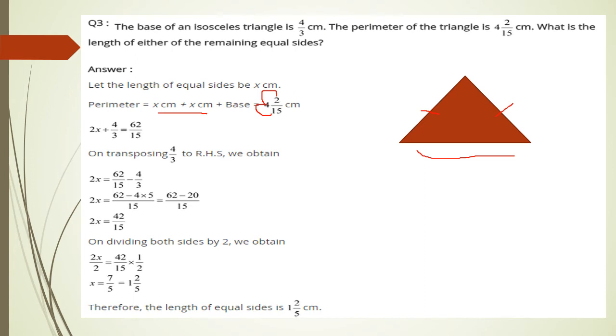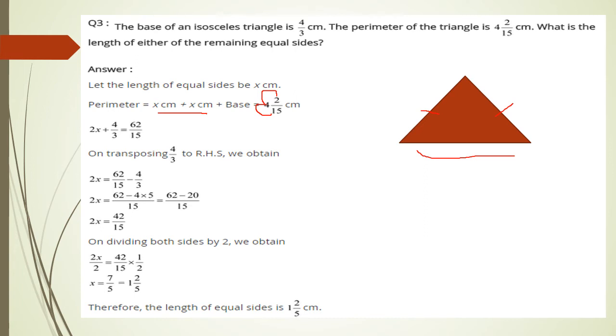So 2x equals, write down the 15 as it is. Children, observe the first fraction. The first fraction is 62 by 15. In the resultant fraction also the denominator is 15. There is no change in the denominator, so there is no need to change the numerator. Write down the 62 as it is. Then write down the minus as it is.